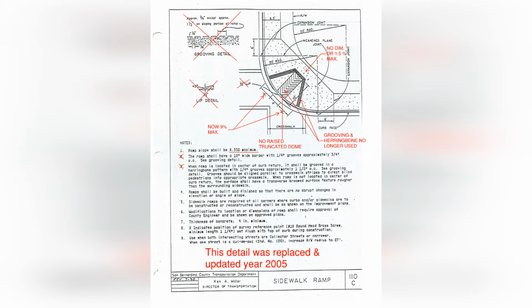I will point out a few items that are not compliant with the Americans with Disabilities Act, such as grooving is no longer used around the top edge of the ramp. The 1-inch lip along the front of the gutter pan cannot be used any longer. On this detail, they show 5-foot wings as a standard dimension. The wings now need to be 9% max.